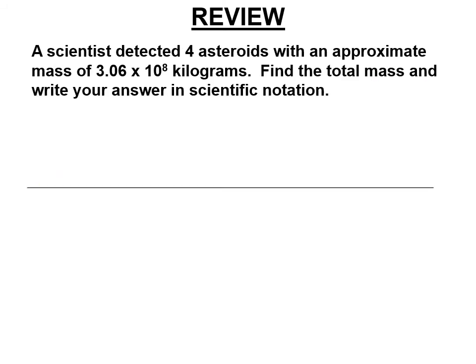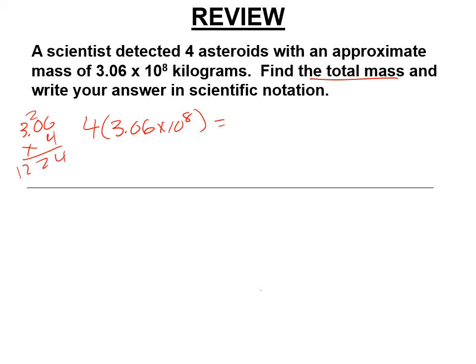Scientists detected 4 asteroids with an approximate mass. So we had 4 of these. We want the total mass, all right? So 3.06 times 4, well, that's sloppy, 24, to 12.24 times 10 to the 8th. Uh-oh, that's not scientific notation. It has to be 1.224. Now, I've made that smaller, so I need to make this one bigger, 10 to the 9th kilograms.